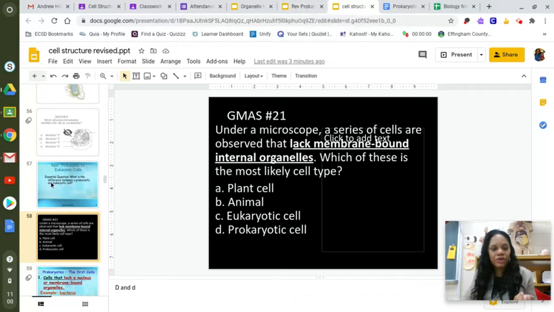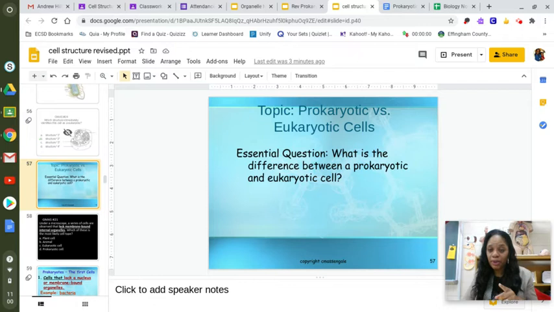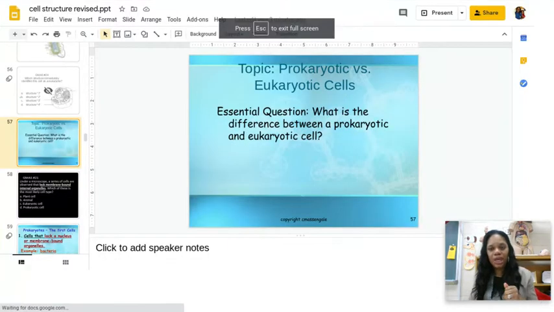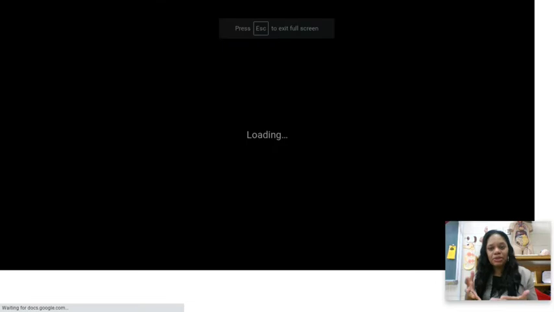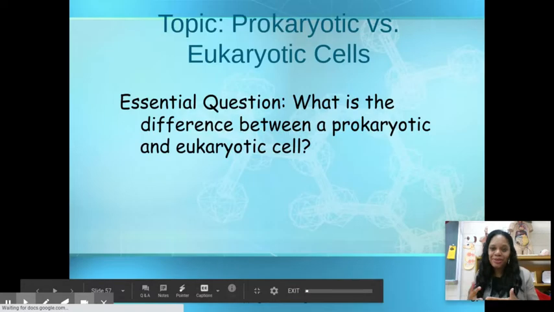For starters, we're going to start here with our topic and our question. The topic today is prokaryotic versus eukaryotic. What's the difference between the two? By the end of this lesson, you should be able to know that. I should be able to ask you a question, and you should be able, off the top of your head, to tell me whether it's prokaryotic or eukaryotic, or I show you a picture, and you should be able to tell whether it's prokaryotic or eukaryotic.